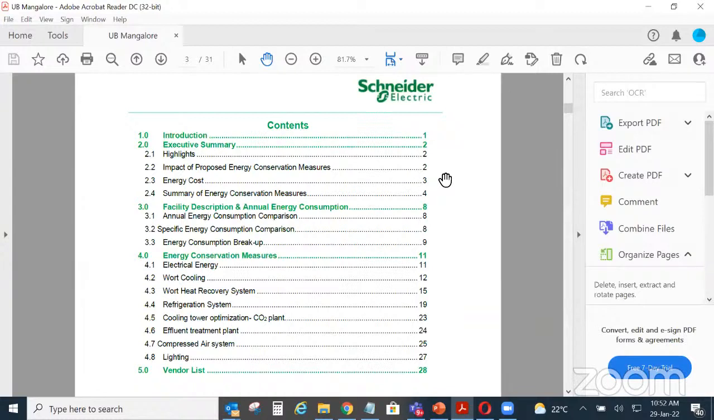Then what is the energy cost benefit or cost analysis we should prepare here? Then you should give a summary of the energy conservation measures, the list of conservation measures. Then what is your annual energy consumption? Then specific energy consumption comparison or energy consumption breakup. Then the different types of energy conservation measures. All these are very important to submit in the report.